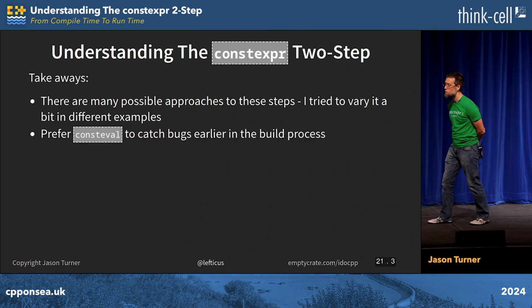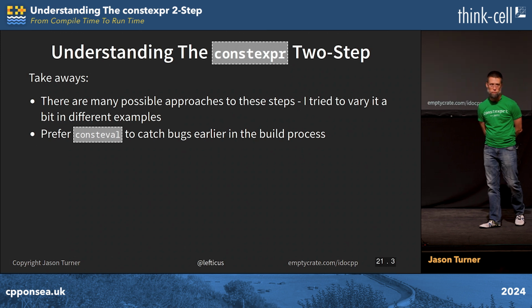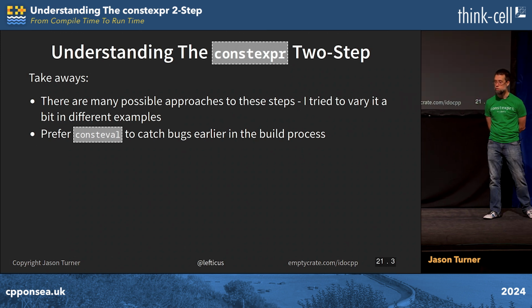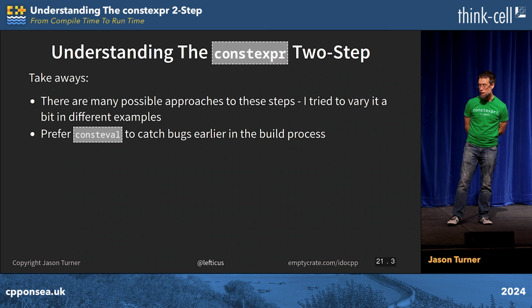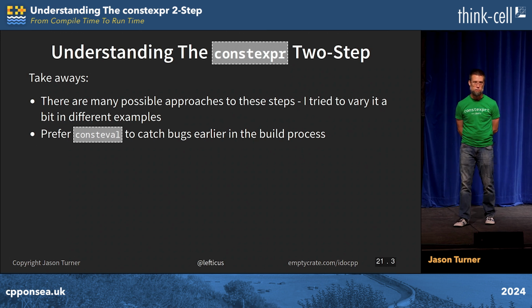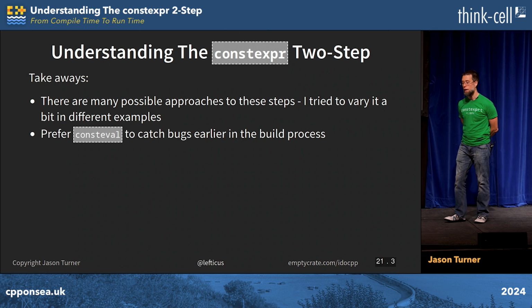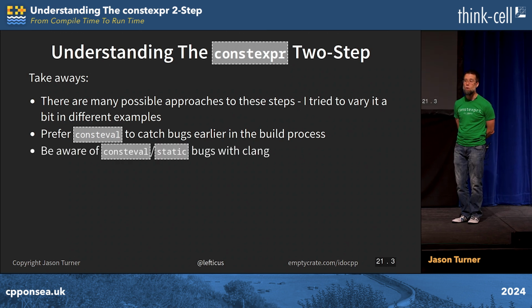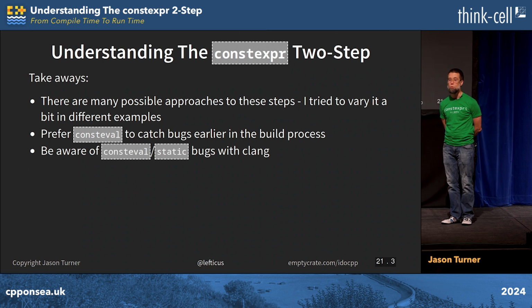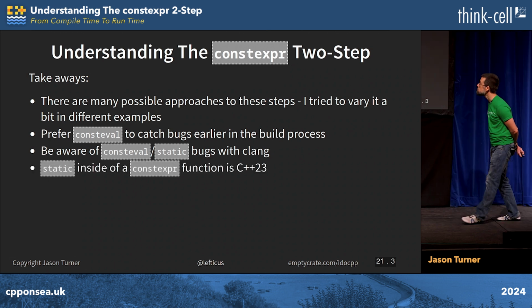All right, and make things composable. Many possible approaches. I tried to vary it so that you had different views of the things. Prefer consteval to catch your bugs at compile time. Consteval is brilliant for this. I feel like most people use consteval thinking, I'm going to force the compiler to do work at compile time so that I know it's not done at runtime. Right now, I'm thinking I'm going to use consteval to prove my code correct by forcing it at compile time.